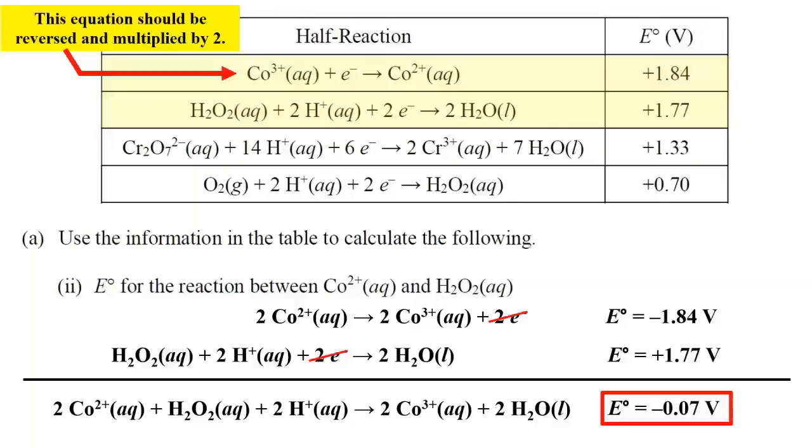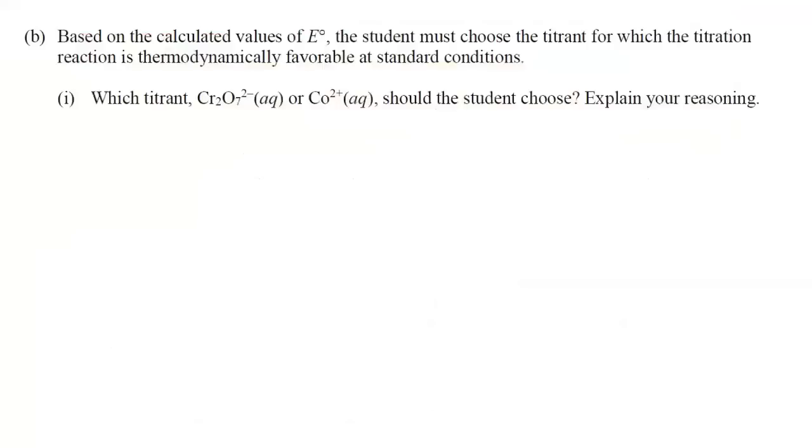And the math involved for getting the cell potential for the overall balanced chemical equation would be negative 1.84 plus 1.77. So that works out to be negative 0.07 volts as the cell potential for the overall balanced equation in Part A, Roman numeral 2. Now, let's move on to Part B of this question.